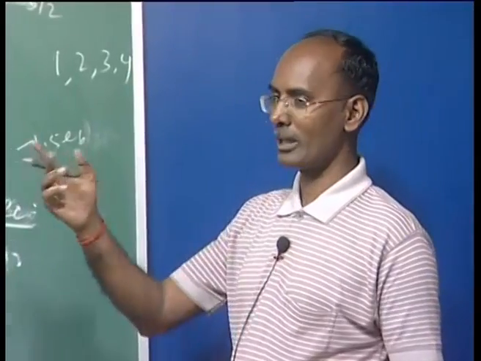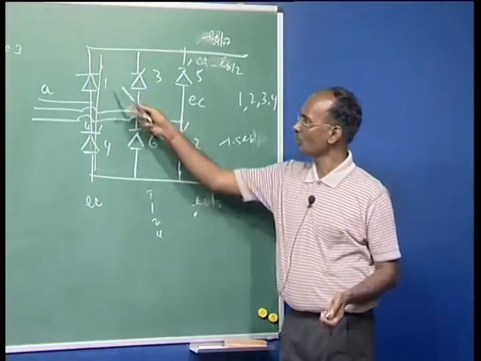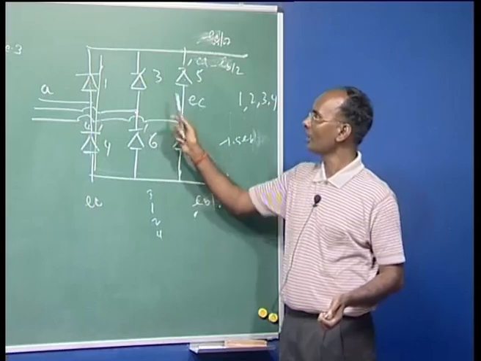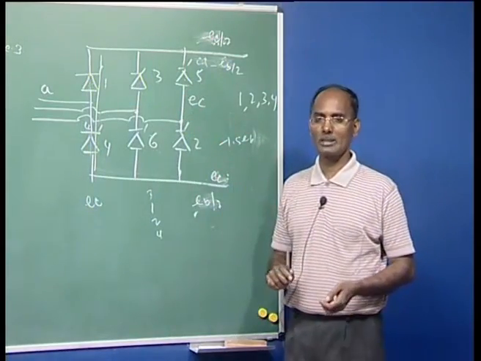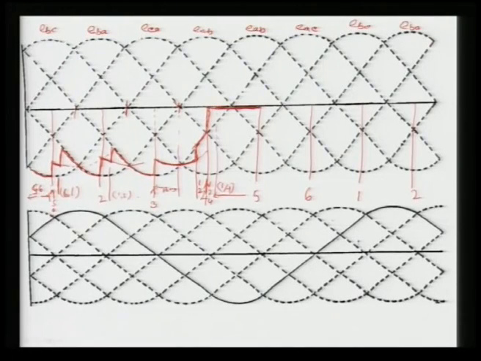You can also check from here: once your 1 and 4 are conducting, here is ECA, which should be positive. But ECA is not positive, because you can see here this is your ECA, and you can say this is negative, it will not conduct. So what will happen is that this will not conduct at all, and now we are again going to have 1 and 4 conduction till 6.